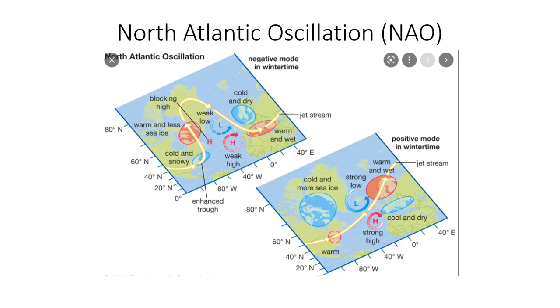So you get much colder and stormier conditions along the east coast of the United States when you get this negative NAO. And then look at Europe. You get much colder and drier conditions with a negative NAO across the British Isles.